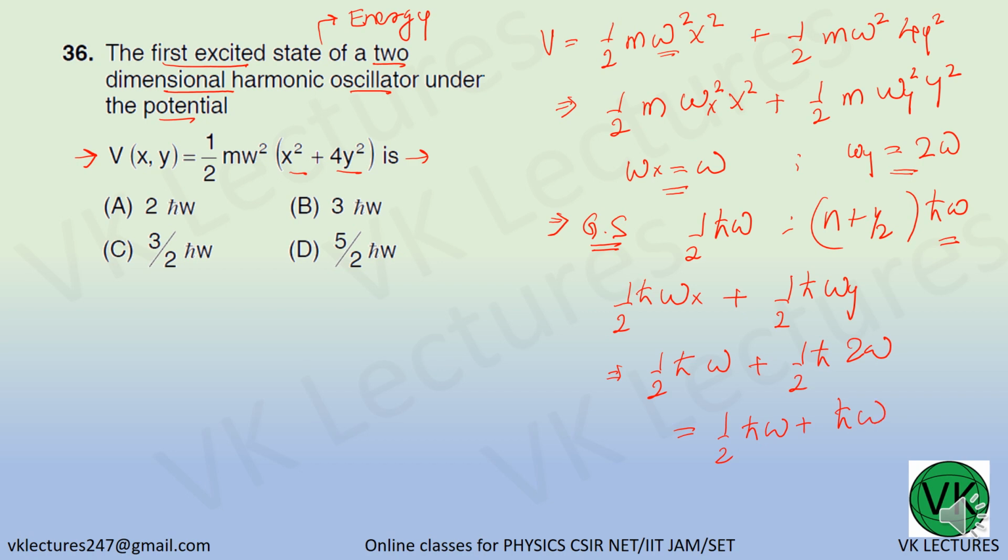Alright, half h cross omega plus h cross omega, which is nothing but 3 by 2 h cross omega. This is the ground state energy of this harmonic potential of that particle. Okay, now we need the first excited state. First excited state means n is equal to 1.